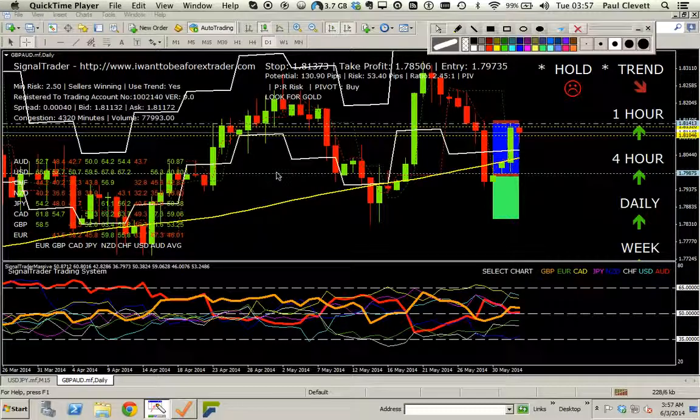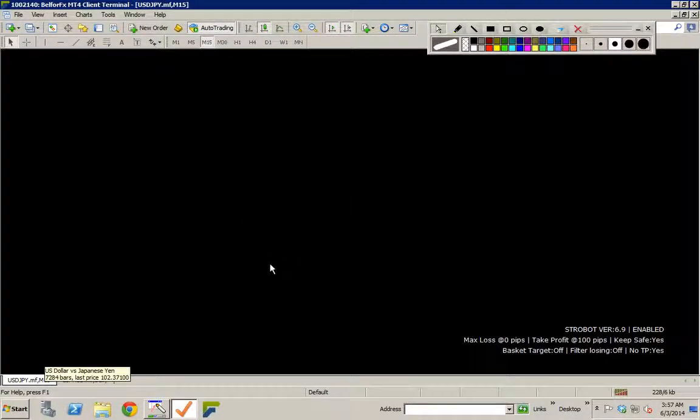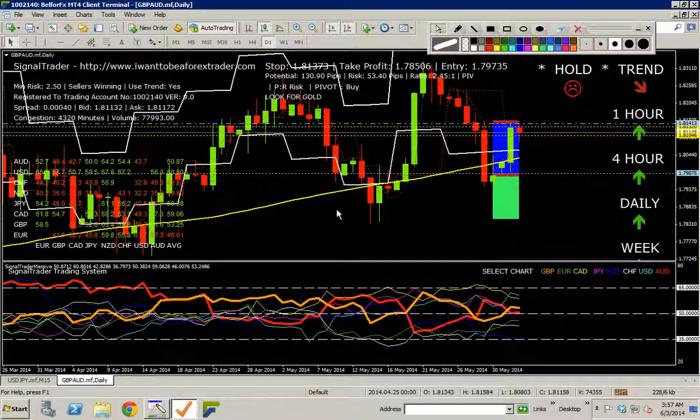So this is the main SignalTrader Trading System screen chart. The only other chart we have open is the robot chart. It needs to be on its own chart for technical reasons. So here is the main chart. Down the bottom here we've got the SignalTrader Massive Indicator, which shows me generally the state of the market, and up the top we've got my daily chart for looking at.